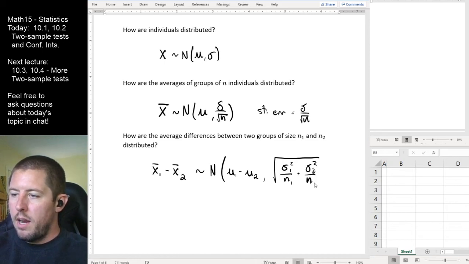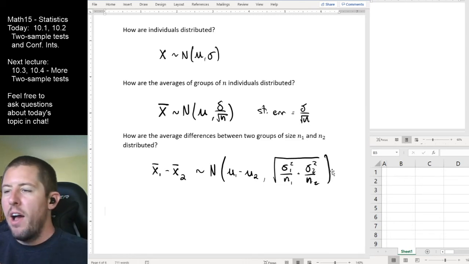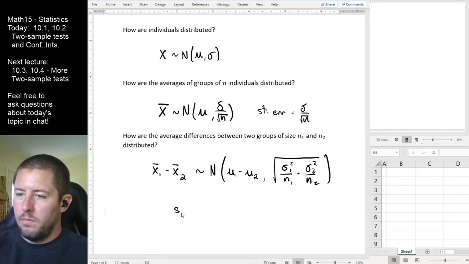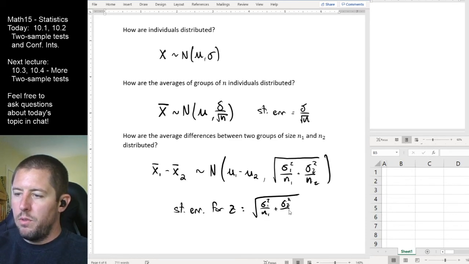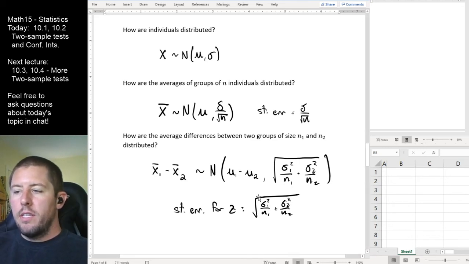And I want to kind of talk about why you should vaguely believe this equation that I'm just handing you right now. So it looks like our standard error for z is going to be that square root of sigma 1 squared over n1 plus sigma 2 squared over n2. So here's the thing I'm kind of seeing with this guy. Notice that in the numerator we have a squared term, and on the outside we have a square root.